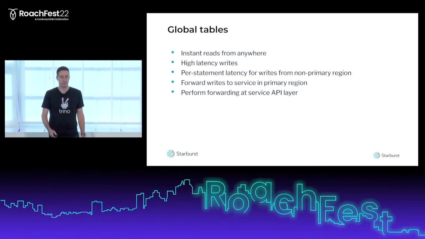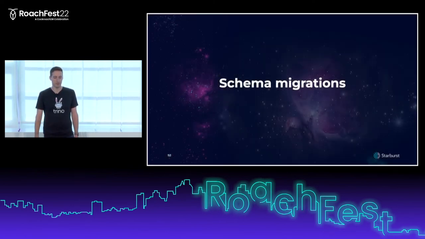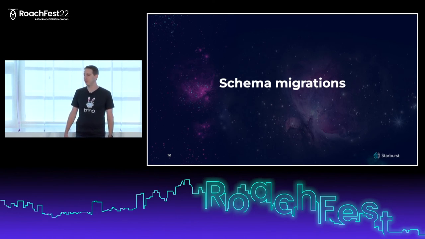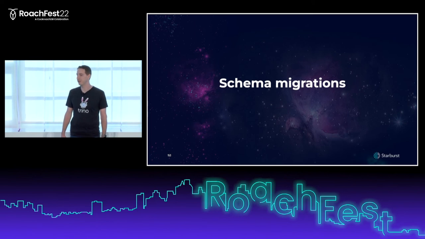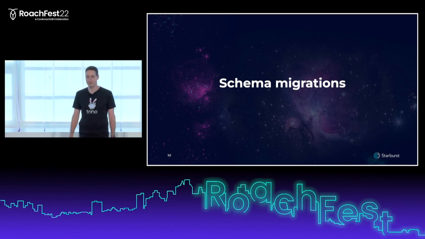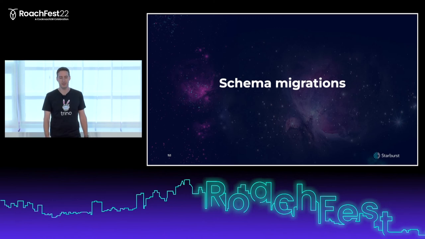All right. So probably the biggest operational issue we have to deal with is schema migrations, like making changes to our database schema. Because basically everything else in Cockroach is just taken care of for us with the managed service. So the stuff we have to deal with is changing the schema.